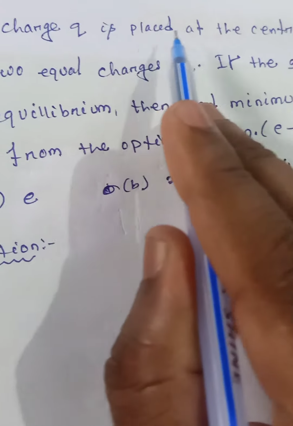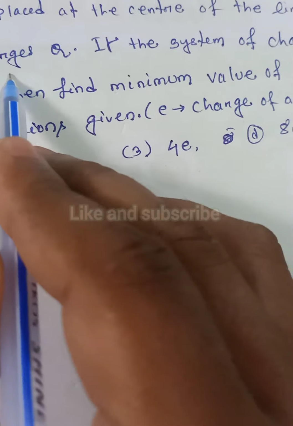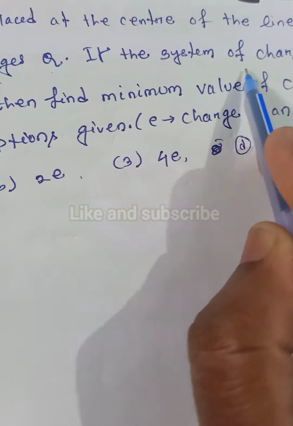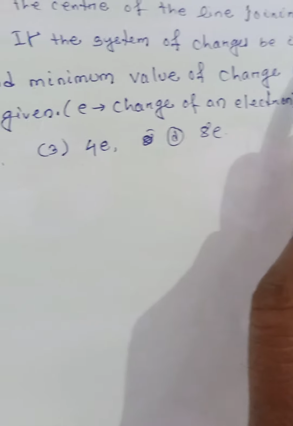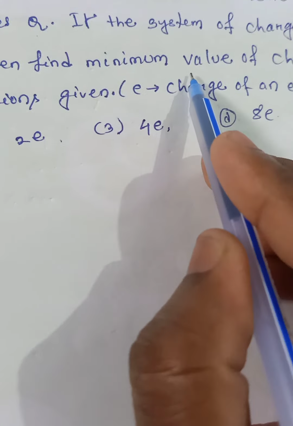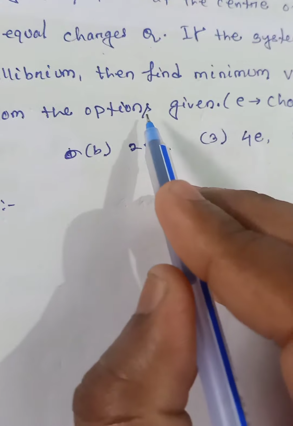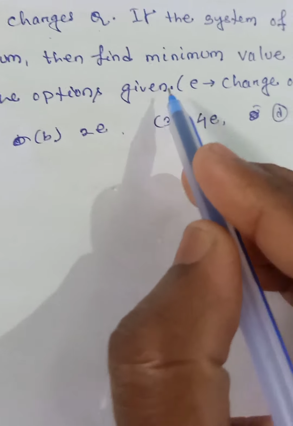A charge q is placed at the center of the line joining two equal charges Q. If the system of charges is in equilibrium, then find the minimum value of charge q from the options given.